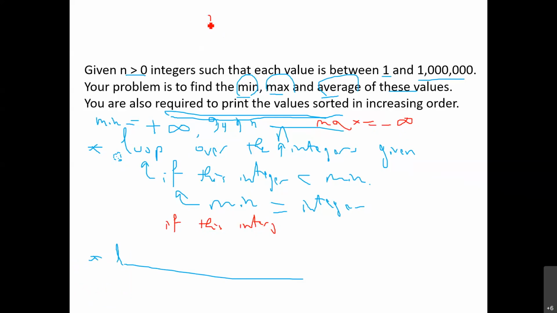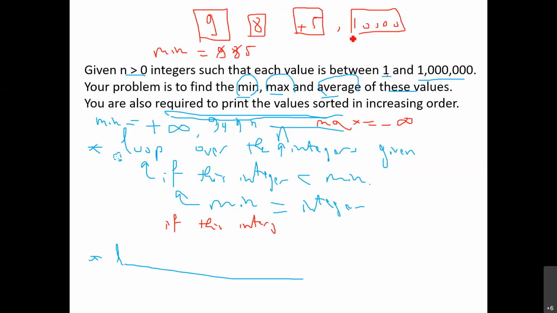So if I have 9, 8, 5, where values are between 1 and 1 million. First of all, you grab this. Is it smaller than plus infinity? Yes. So min is now going to be 9. Then you grab this. Is it smaller? Yes. Min is going to be 8. Then this guy's turn, 5. Is this smaller? Yes. The minimum is 5. You found it.